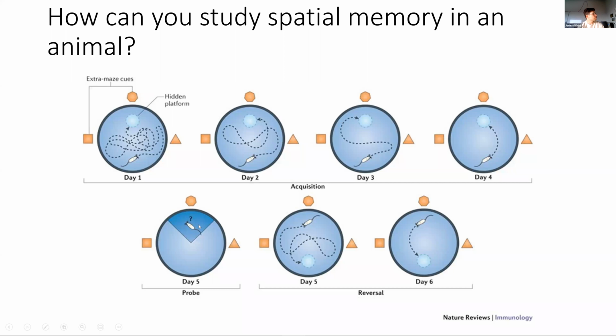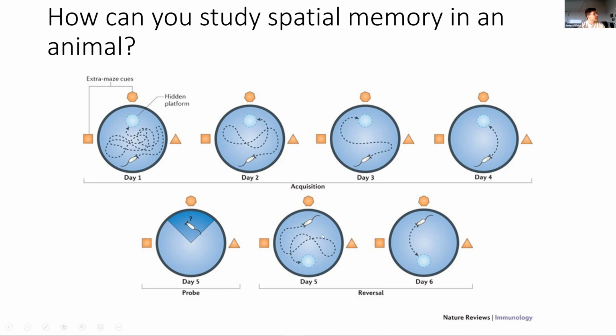And then you can test how long they spend in a place, so how strong the memory is, by removing the platform. Here the animal will swim looking for the platform and it's no longer there, so they will spend a lot of time in the quadrant where the platform was. And you can then begin to reverse it and put the platform in a different area.